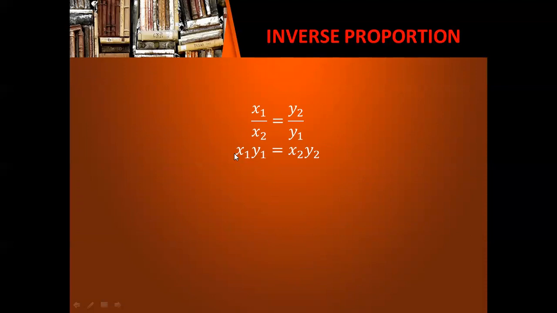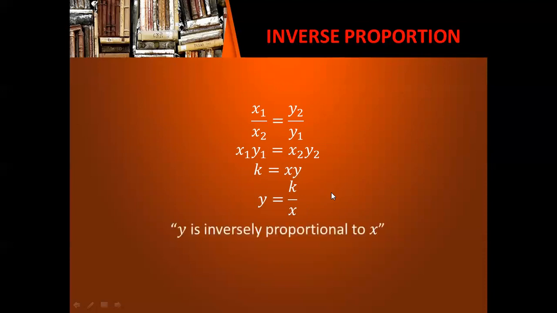That means that the product of x and y is actually constant, meaning we can write it like this: k, which is a constant, is equal to xy. Rearranging this equation, we will have y is equal to k over x. Or simply, y is inversely proportional to x. This gives us the general equation for an inverse proportion. Let's use this equation to solve some problems.